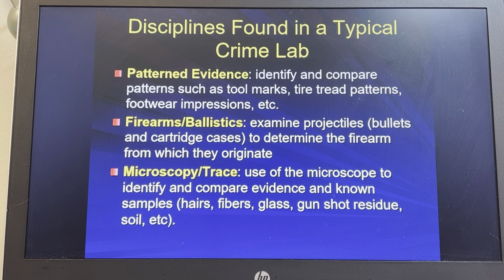Okay, and then finally, section number 6 is the microscopy trace section. And these guys are the unsung heroes of the crime lab, in my opinion. They are people who basically spend all day long looking in microscopes, and they look at anything that's tiny. So whether it's hairs, fibers, pieces of auto glass or other types of glass, gunshot residue, which shows that a person has recently fired a weapon, soil, basically anything that you can put under a microscope. And they can tell you a lot about it.